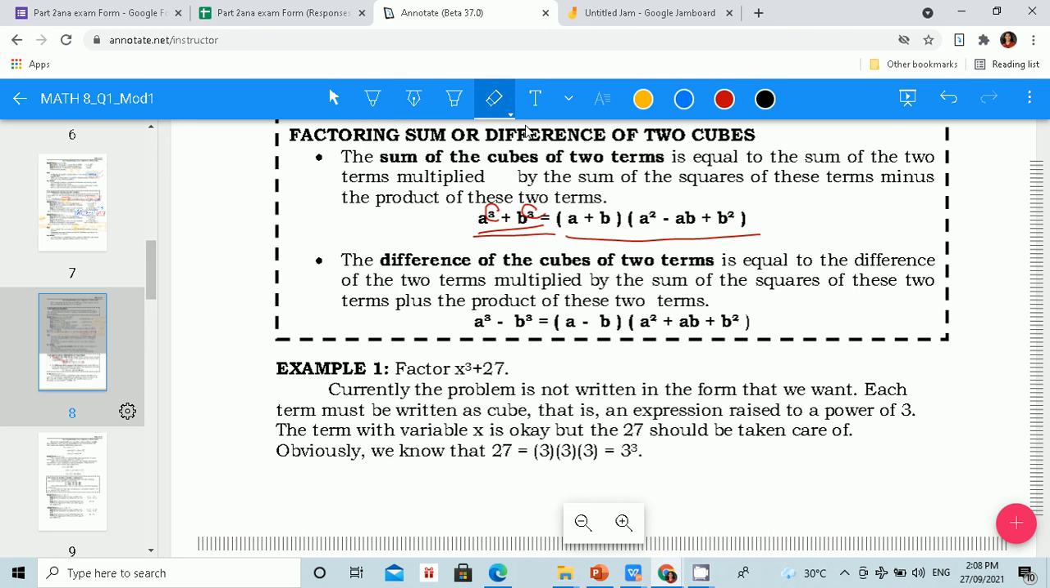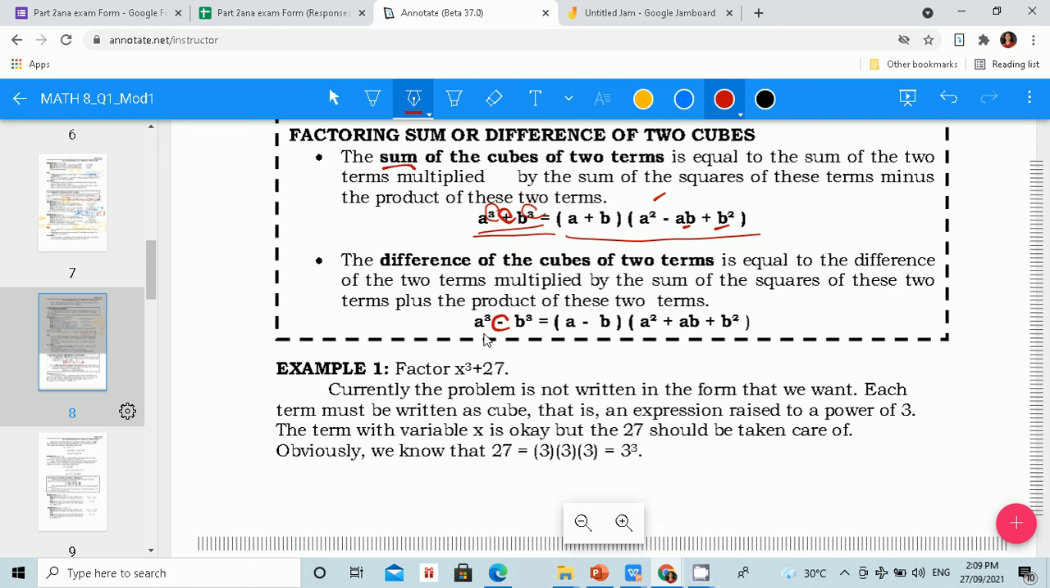Also you copy the operation, and then we multiply it by a square minus ab plus b square. Okay, just remember that one. And that is for the sum of two cubes because it's a sum. Now what if it's minus or difference?